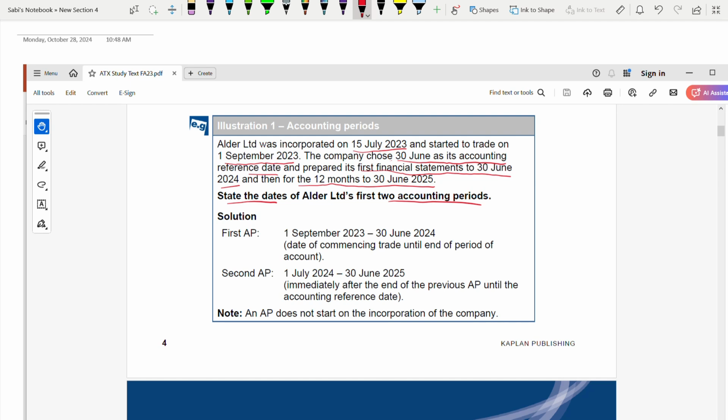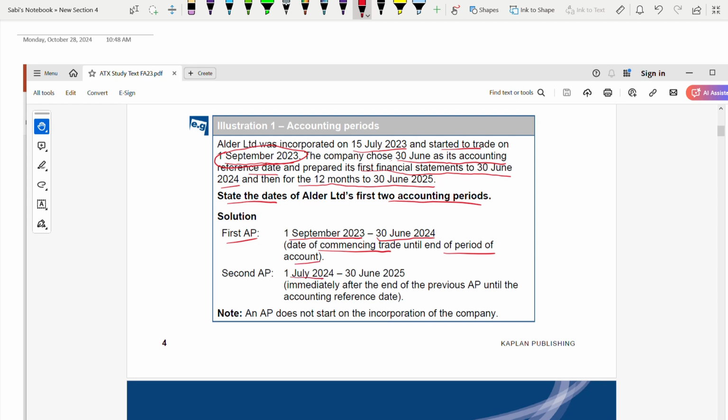Accounting period always starts when you start to trade, and you started to trade on 1st September 2023, not when you incorporated, till 30th June. This will be our first AP. So you see it's less than 12 months. It is from the date of commencing until the end of the period of account. That's your first AP. The second AP is normal.